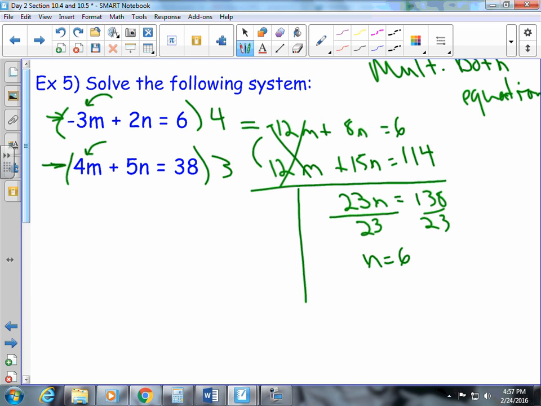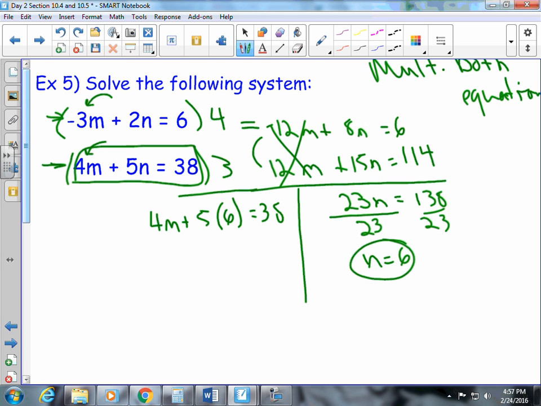So again, all of this stuff is the same from here on out. If I plug n, that is 6, back into one of these equations, I would probably pick this one just because there are no negatives. So I would say that 4m plus 5 times 6 equals 38. Well, that means 4m plus 30 is equal to 38. Subtract 30, I get 4m is equal to 8 now. Divide by 4, divide by 4, m is equal to 2.